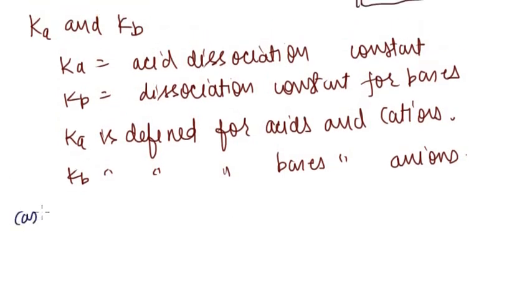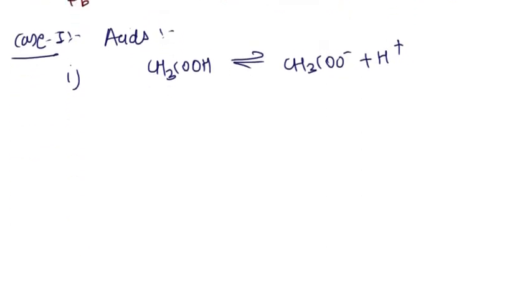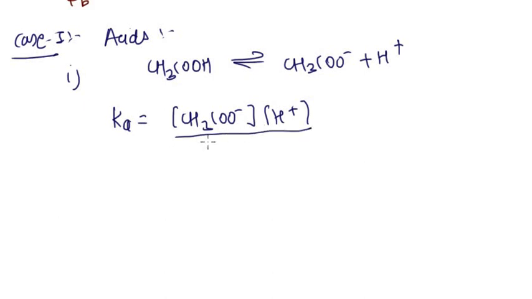Now, first of all, we're going to write case 1. We're using it for acids. We have acetic acid, which dissociates into CH3COO negative and H positive. Acetic acid is in ionic equilibrium, so it dissolves like this. Now KA. This is an acid, so we will be using the dissociation constant term. KA is CH3COO negative times H positive divided by CH3COOH. All the acids which dissociate like this, we write this way.